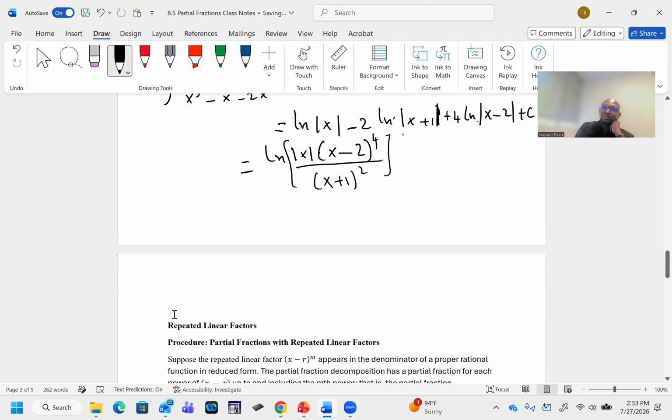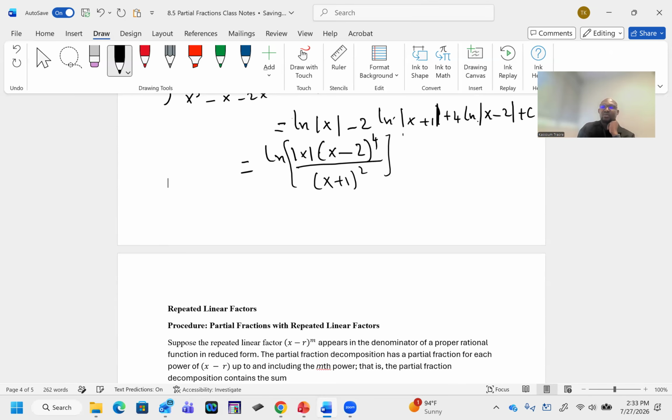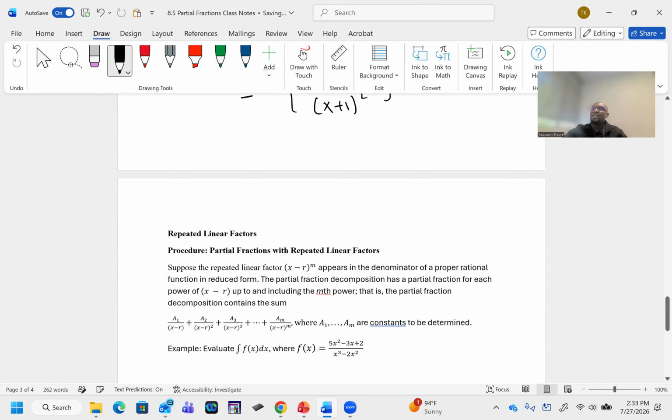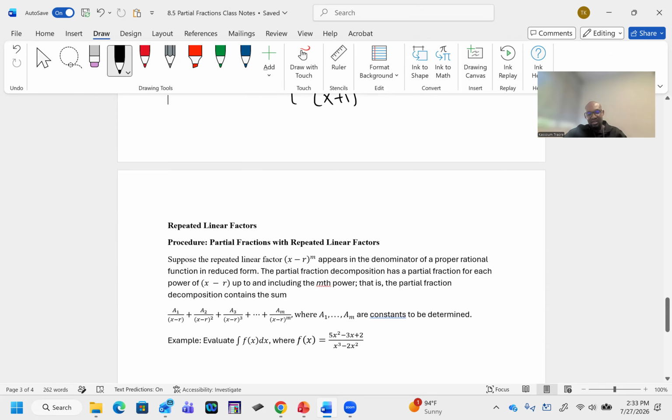So next, we have repeated linear factors as well. Sometimes you can have the same linear factor multiple times. That is called repeated linear factors. But before that, let me tell you something.